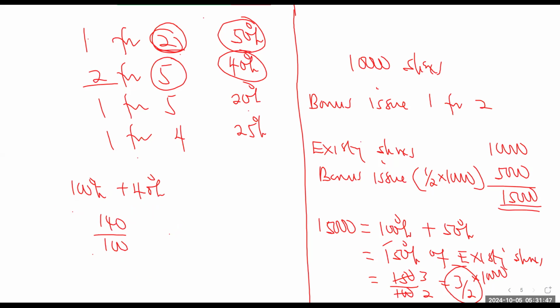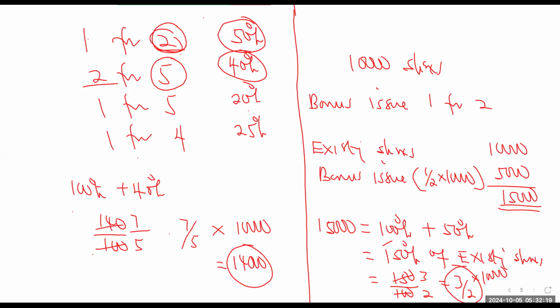Okay, so this one, 20 will go here 7 times, and 20 will go here 5 times. So you can just do 7 over 5 multiplied by your existing shares, which is 10,000 there, and that will give you the total number of shares. So we have 14,000. Is that correct? Yes, sir. Okay. So we will be using the bonus issue fraction.